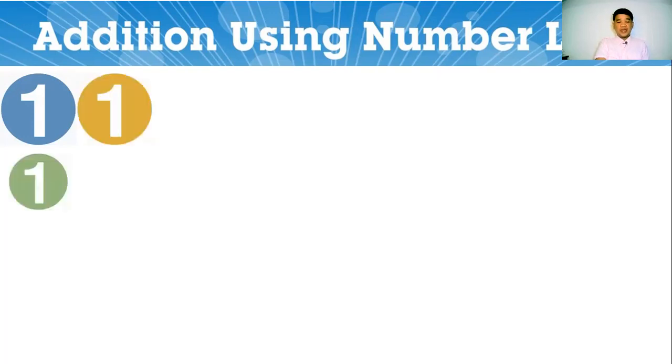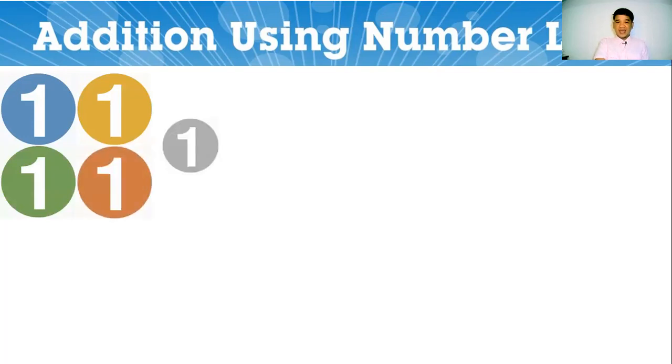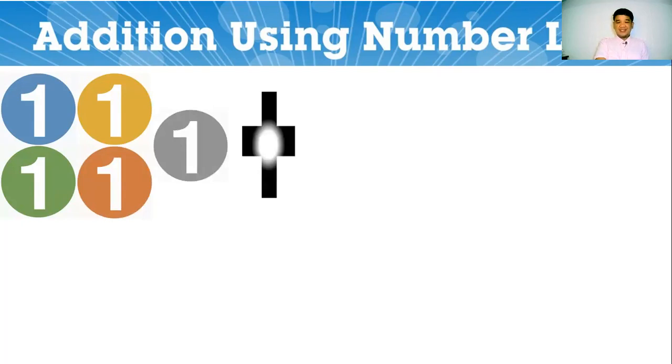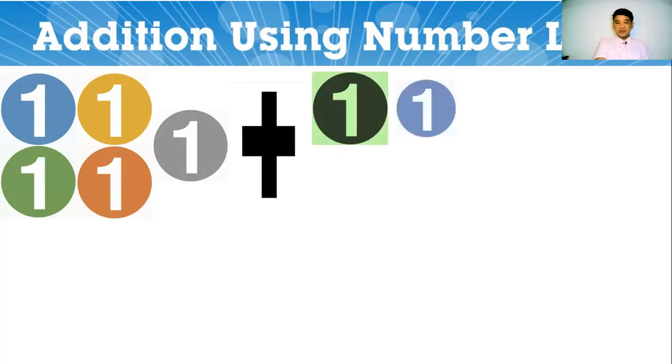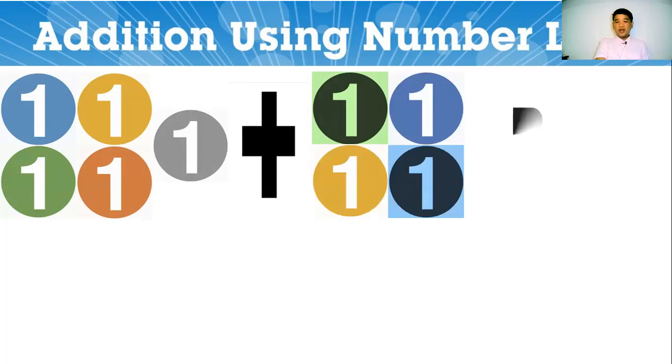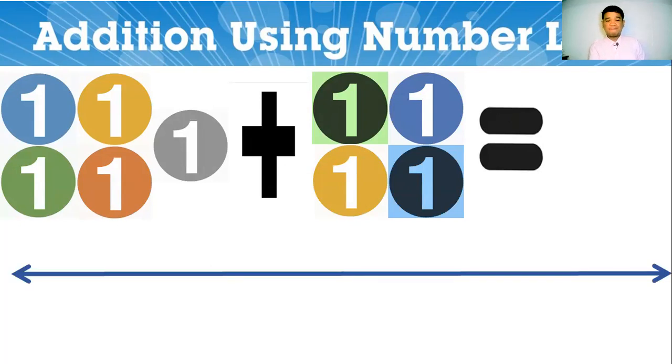Okay, another given number. So let us count the number of ones. So let us check the first object. 1, 2, 3, 4, and then 5. Okay, plus 1, 2, 3, 4 equals. Now, let us use the number lines.